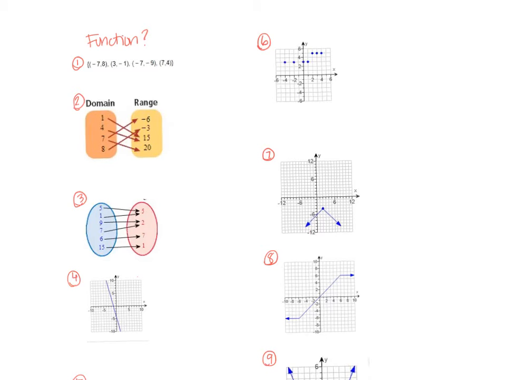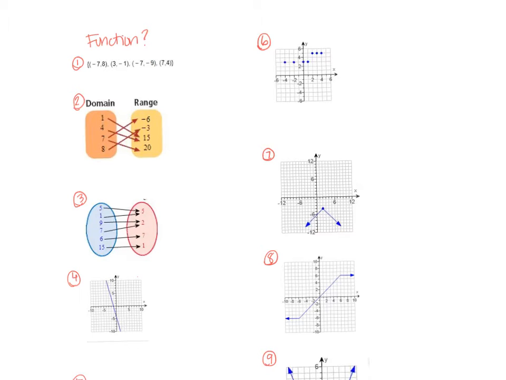All right, ladies and gentlemen, we are looking to see if what we have here is a function. And you can see that we are given a variety of different ways to display this information. We have a set of ordered pairs, we have mapping diagrams, and we have graphs. So we're going to look at a variation of ways to determine whether or not we have a function.